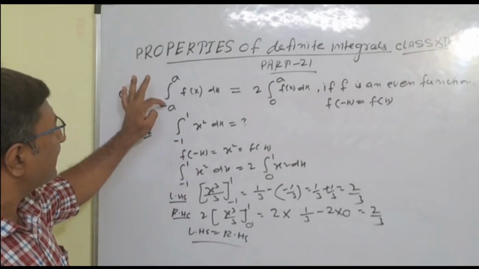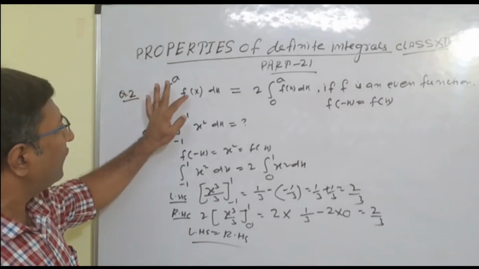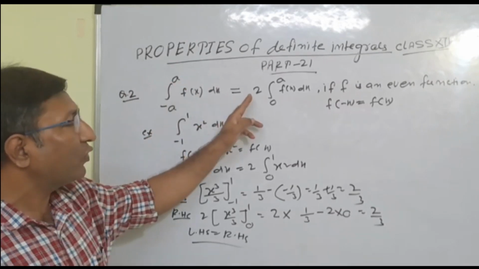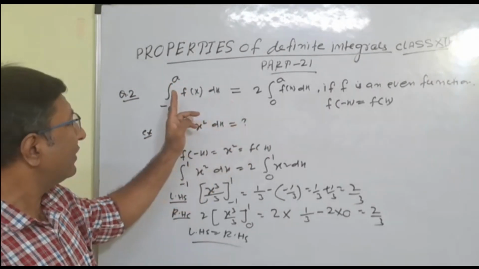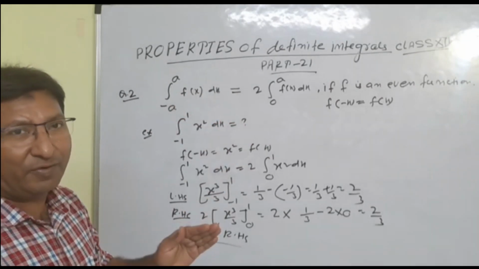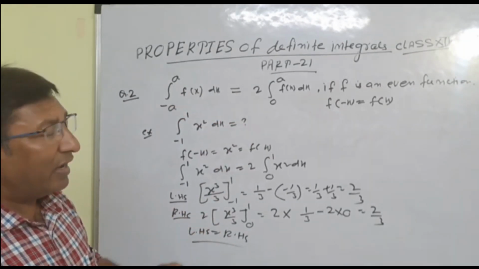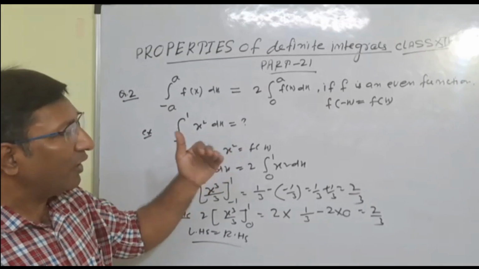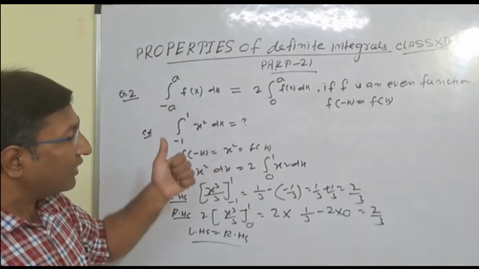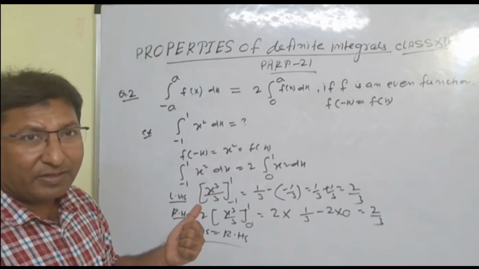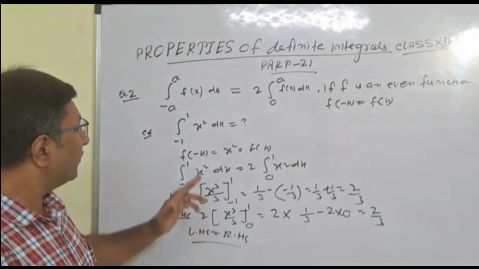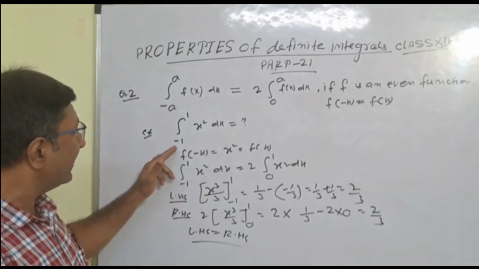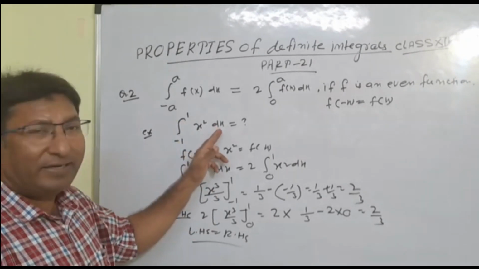Okay, so the simple technique is: the integration of f of x dx from minus a to a is equal to twice the integration from 0 to a of f of x dx when the given function is an even function. An even function is one where f of minus x equals f of x. So first you check whether the given function is even, then the integral from minus a to a is twice the integral from 0 to a. So here is one example: minus 1 to 1 x square dx.